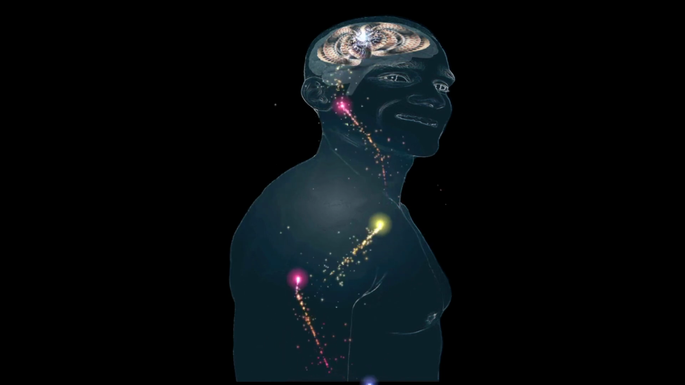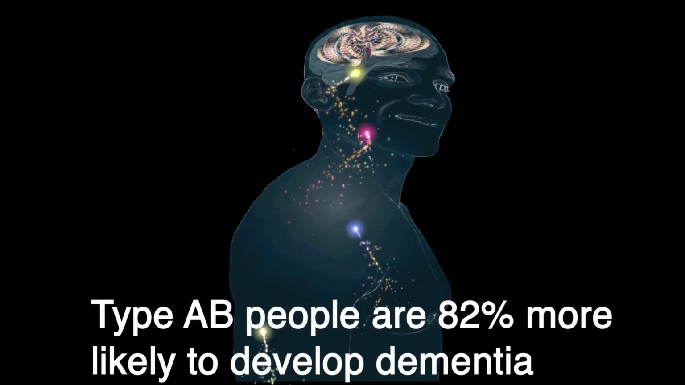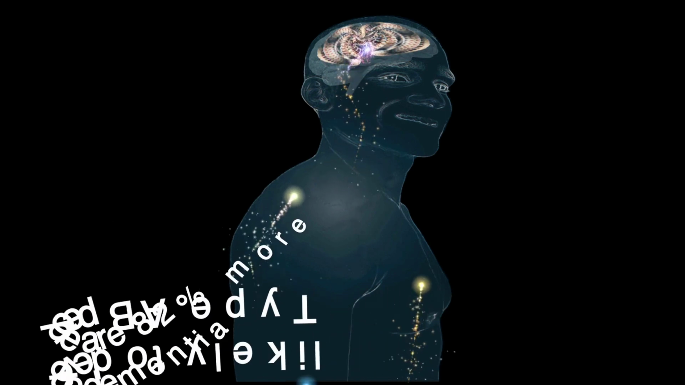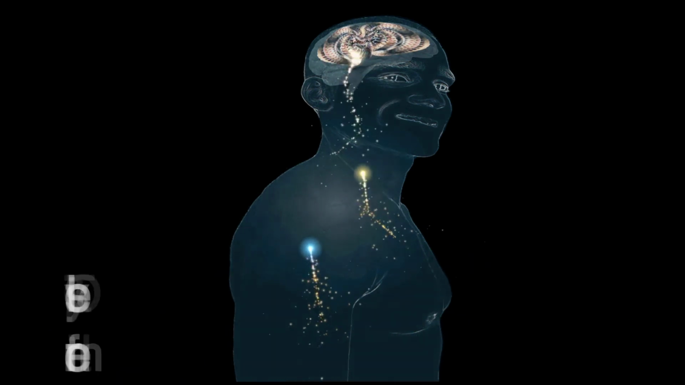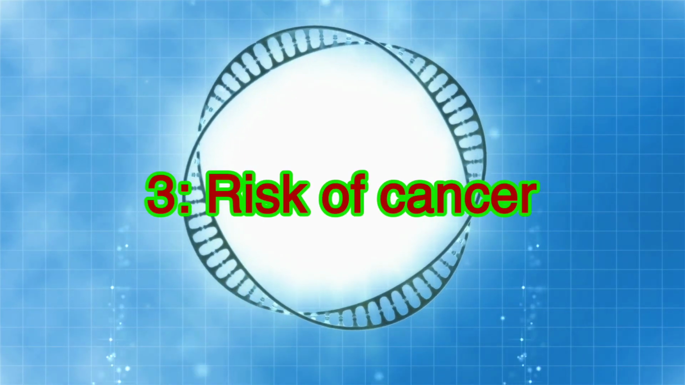Compared with the other three blood types, type AB people have an 82% higher chance of suffering from dementia. Among the other three blood types, type O is the least likely to suffer from dementia. Number 3, risk of cancer.